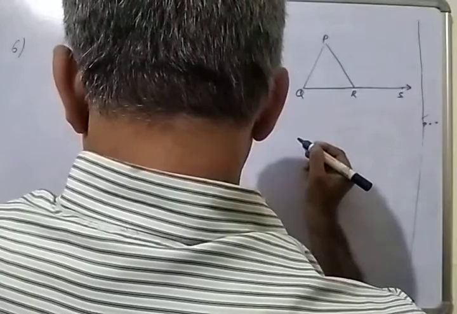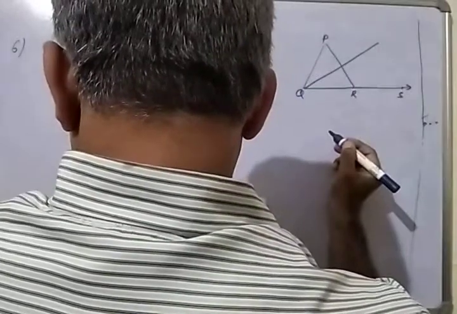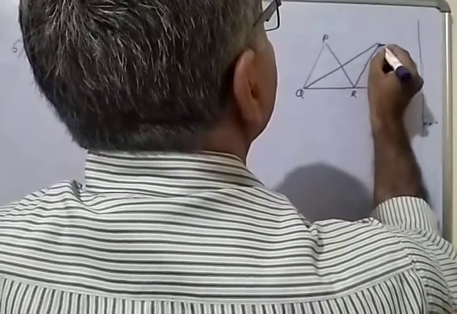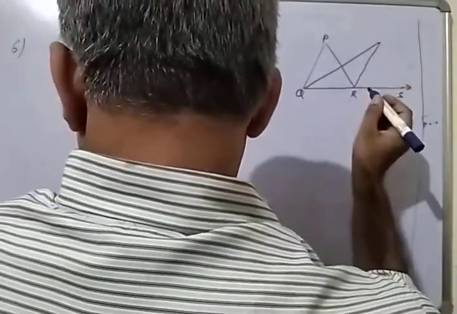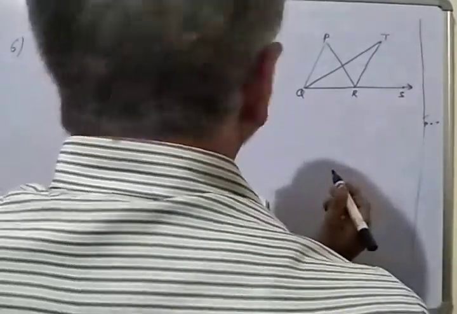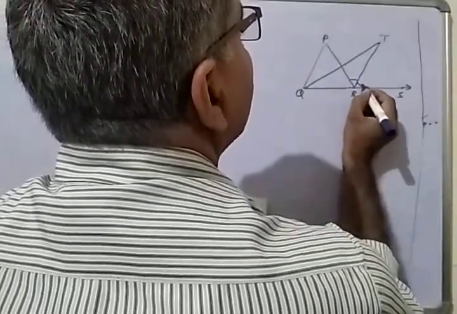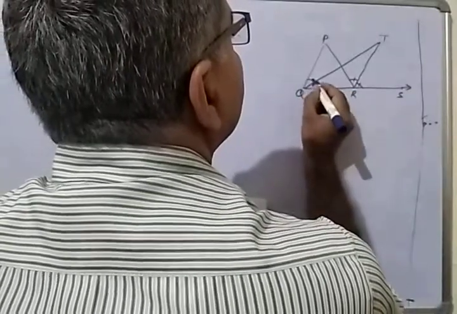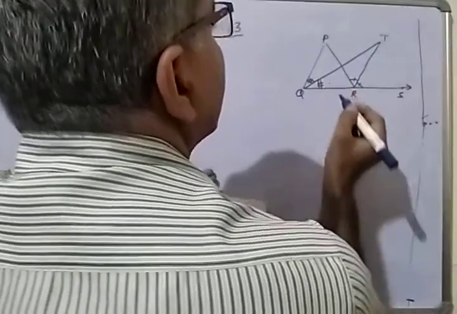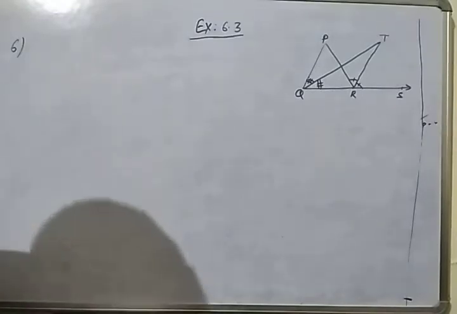If the bisector of angle PQR, and the bisector of angle PRS meet at point T, then prove that, so we have given this one is the bisector of angle PRS, this equals this, and the bisector of this equals this angle. Then prove that angle QTR equals half angle QPR.